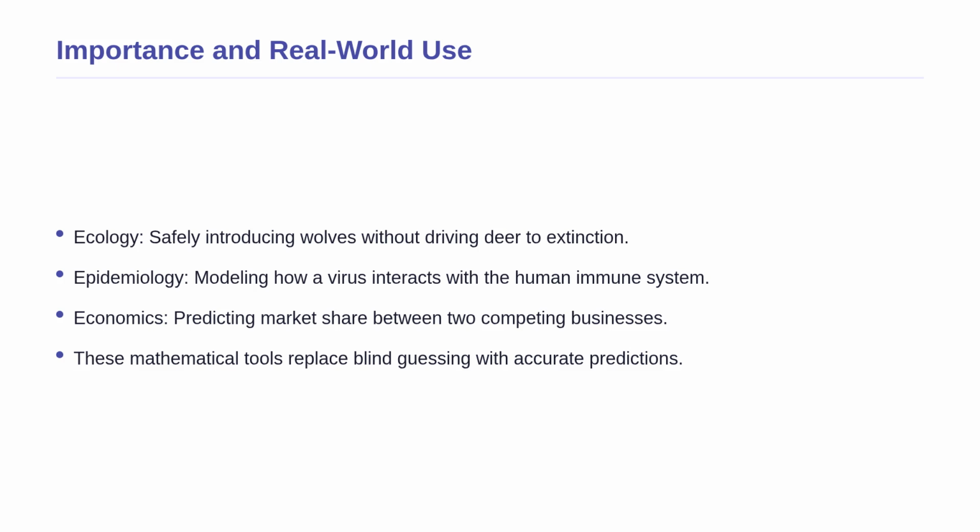In medicine, epidemiologists treat a virus and white blood cells as two competing populations to understand immune responses. Even in economics, these equations model how two competing businesses share a limited customer base over time. Without these mathematical tools, managing wildlife, stopping a pandemic, or stabilizing an economy would be nothing more than blind guessing.